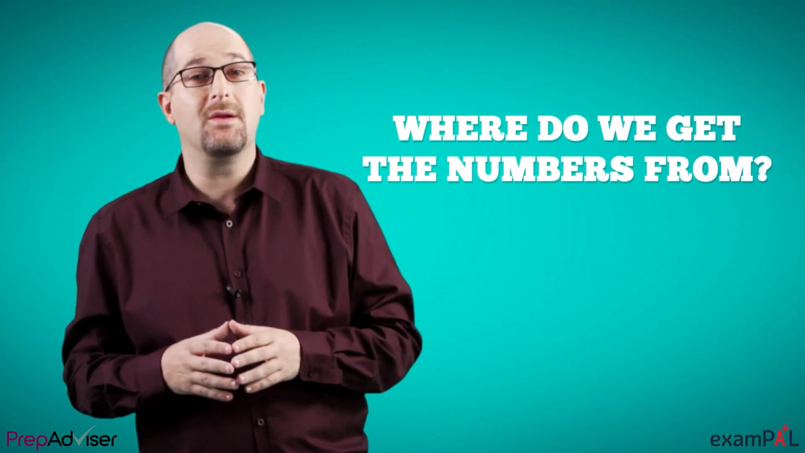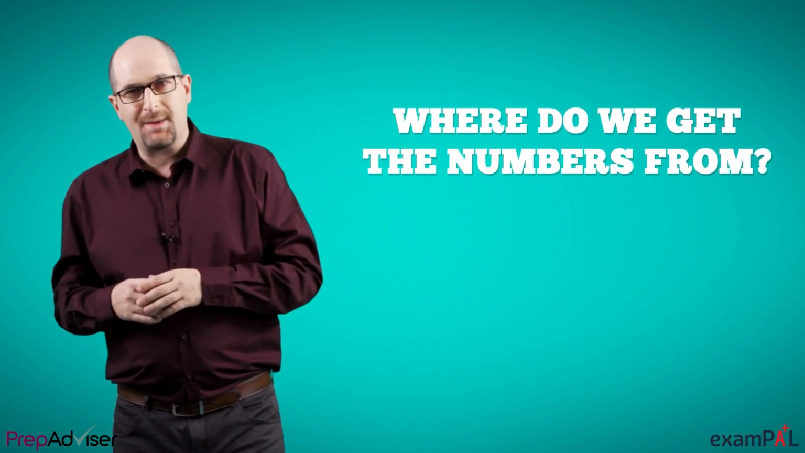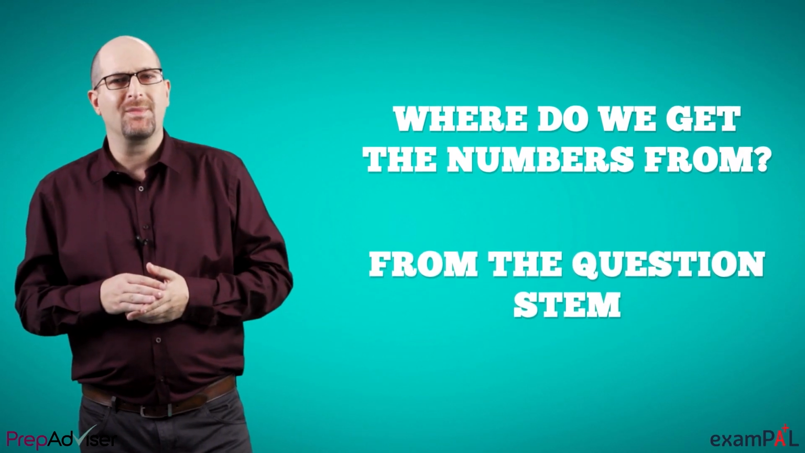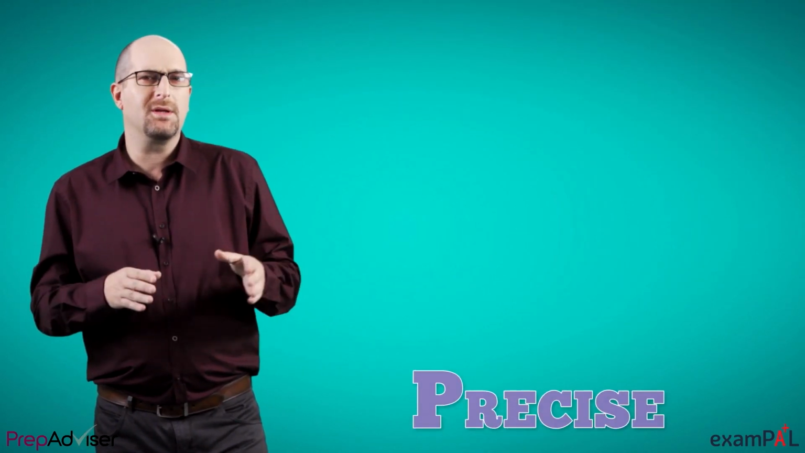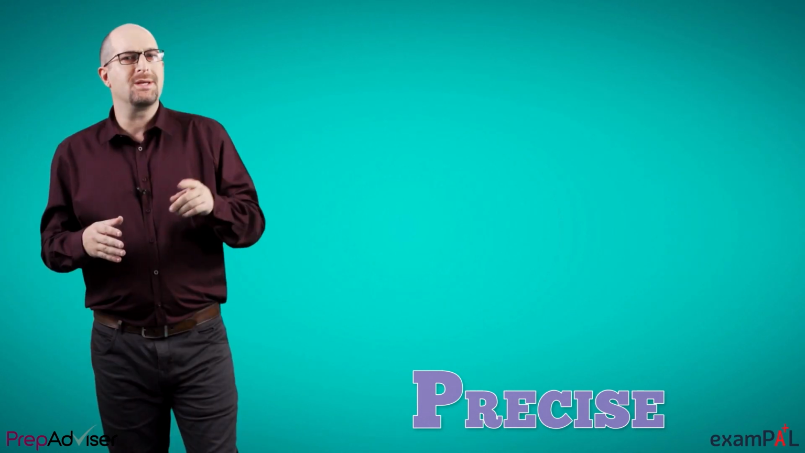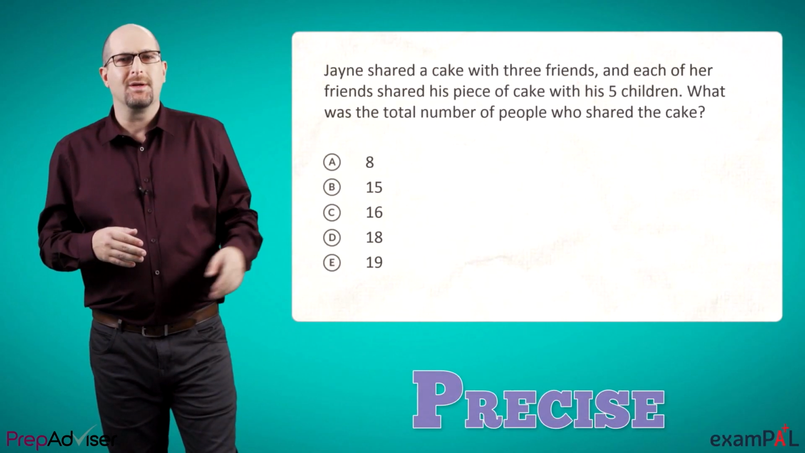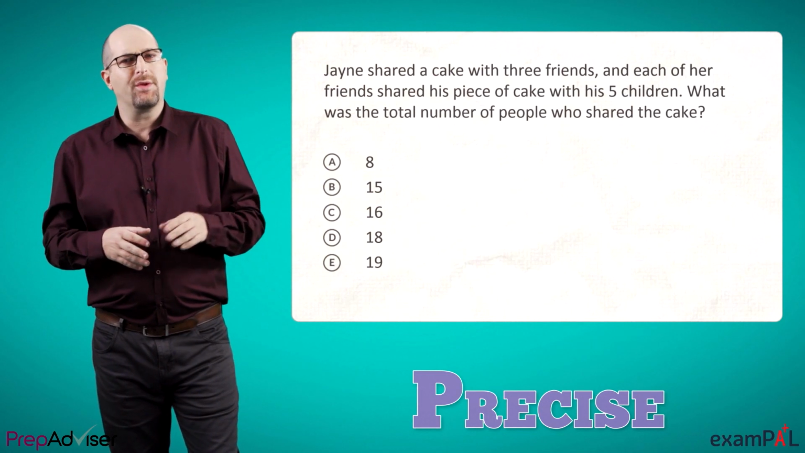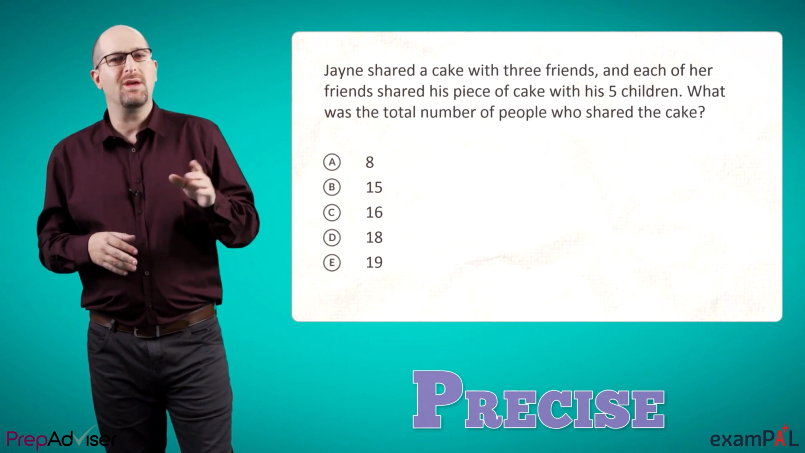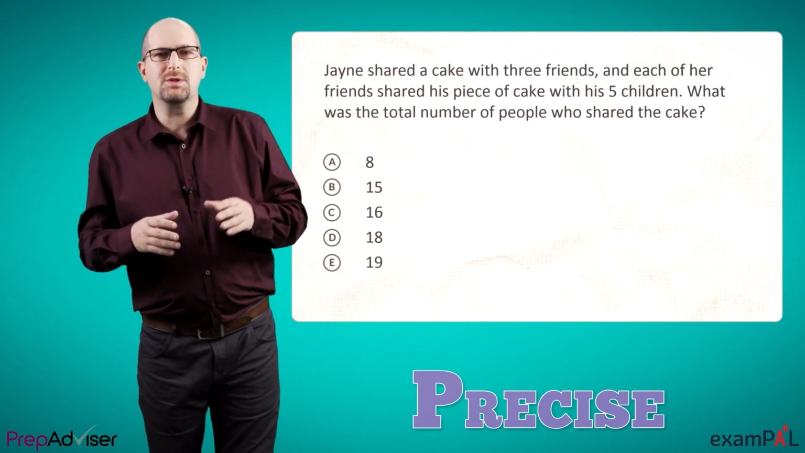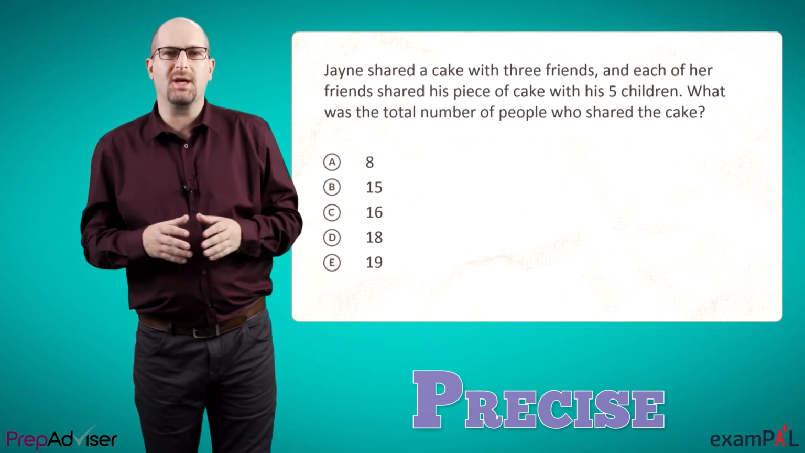So the question we must ask ourselves when we see a word problem is, where do we get the numbers from? The first option is from the question stem. If the numbers are there, we can take the precise approach and simply plug them into an equation. For example, let's look at this question. Jane shared a cake with 3 friends, and each of her friends shared his piece of cake with his 5 children. What was the total number of people who shared the cake?